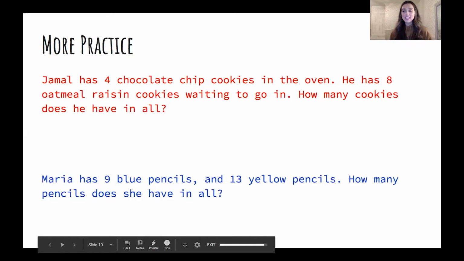So what we just read here, our first step is read. Let's just think about it for a second before we even move on to the next step. We know that he has 4 chocolate chip cookies in the oven. And probably on a little pan outside the oven, he has 8 oatmeal raisin cookies that are just waiting to go in. This problem is asking us how many cookies does he have in all? So let's go ahead and get started with that. So we read it. Awesome. We did that. We can check it off. Now, step 2 is draw.